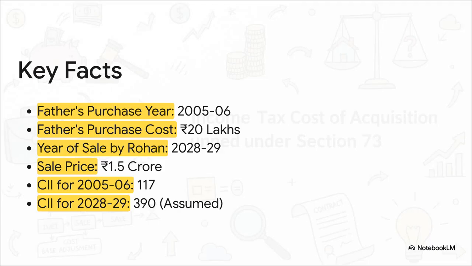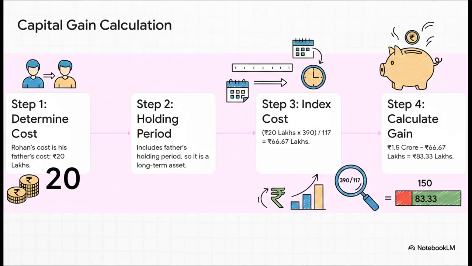Okay, here are the key figures we'll be working with. So, his father bought the house way back in 2005-2006 for 20 lakhs. Rohan inherited it in 2026 and sold it in 2028 for 1.5 crores. Now, we also need the Cost Inflation Index, or the CII, for those years. Remember, the CII is what helps us adjust the original purchase price for inflation, so we're only taxed on the real growth in value. So let's break down the calculation, step by step.